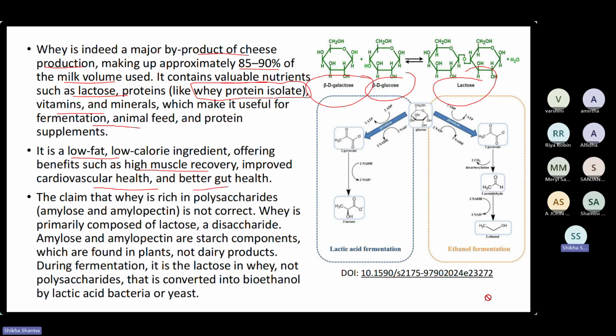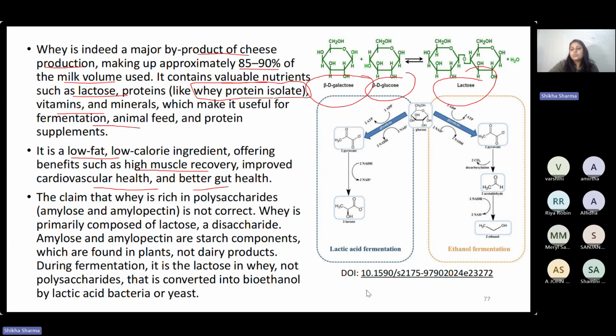So we know that gym people usually have whey protein because it is a high source of protein and low source of fat to build the muscles. So the claim that whey is rich in polysaccharides, like amylose and amylopectin, is not correct. Whey basically has more lactose, which is the disaccharide made from galactose and glucose. Amylopectin and amylose are the starch components found in plants.